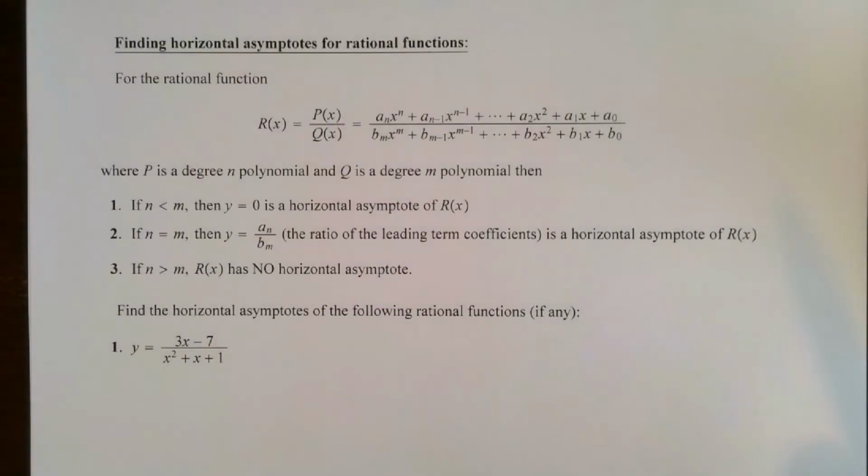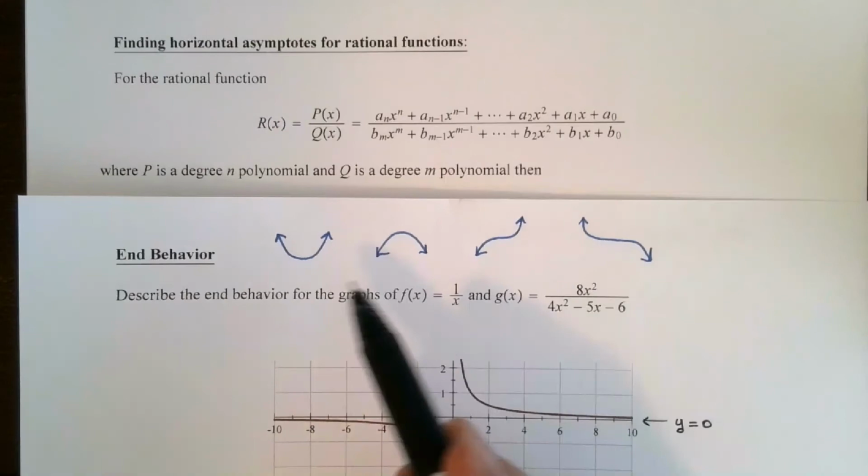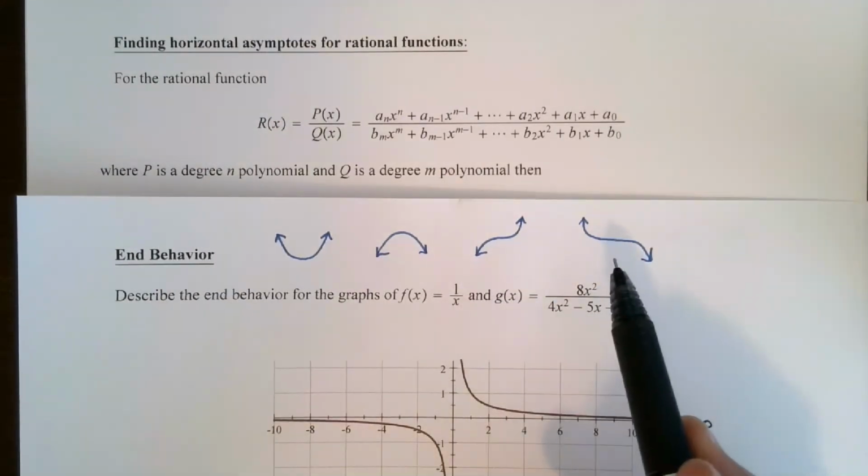Now, there's one more situation, and that is the degree of the numerator is greater than the degree of the denominator, and in that case, we have no horizontal asymptote. And in that case, what would the end behavior be? We wouldn't have a horizontal asymptote. In that case, the end behavior of the polynomial is going to go back to one of these types, basically.